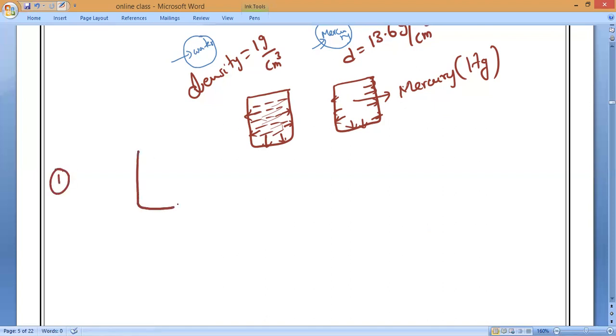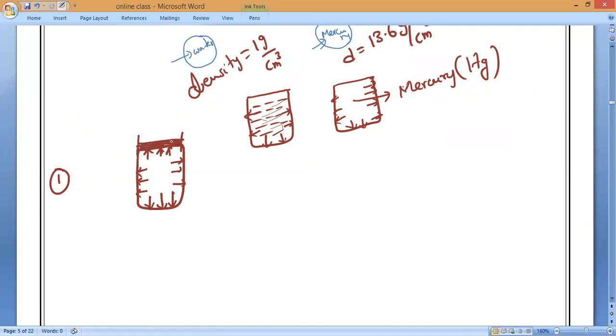So if you take any container, wherever the fluid comes in contact, the pressure will act perpendicularly to the surface. Is it okay, guys? Yes, sir. That is what it is.